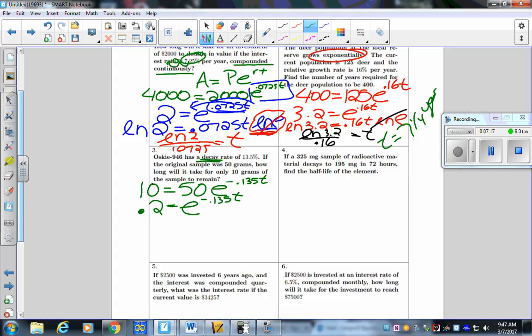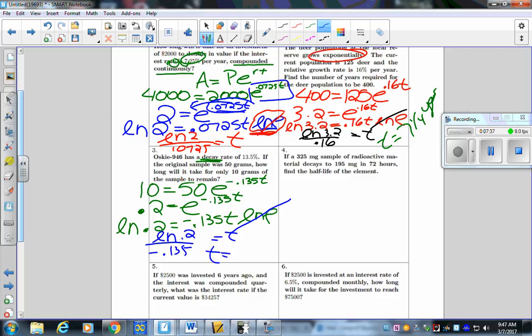Let's solve it. Let's take the log of both sides. Natural log of 0.2. Bring this down. Natural log of e. Inverses. So t is going to equal the natural log of 0.2 divided by negative 0.035. All right, when I type that in, I get about 11.92 years, so about 12-ish years.